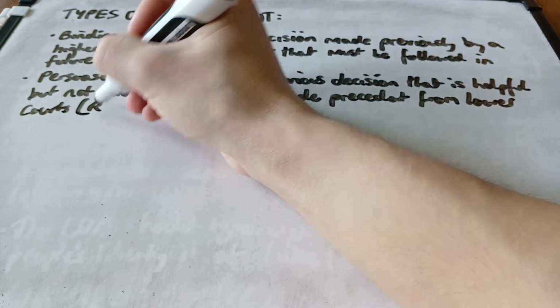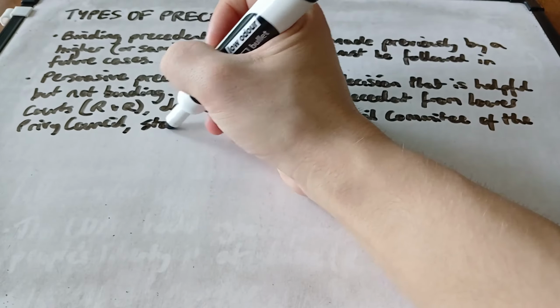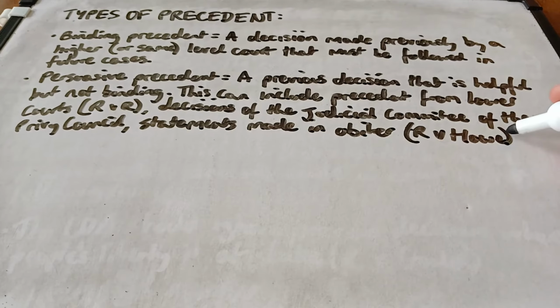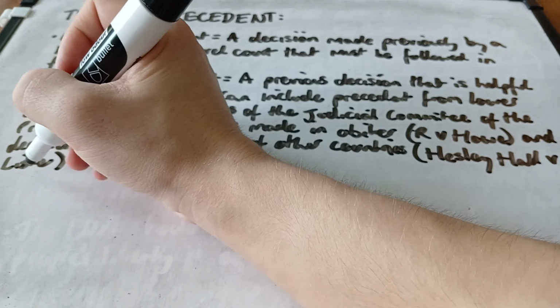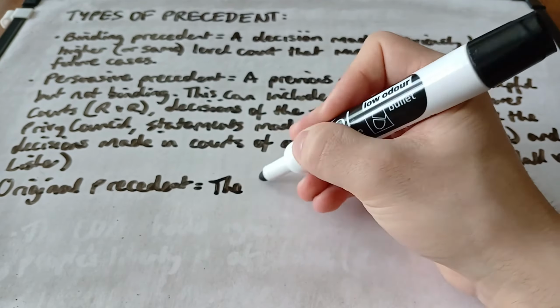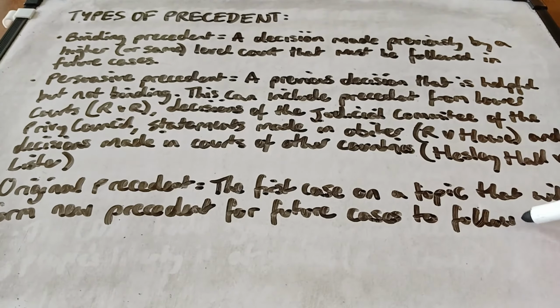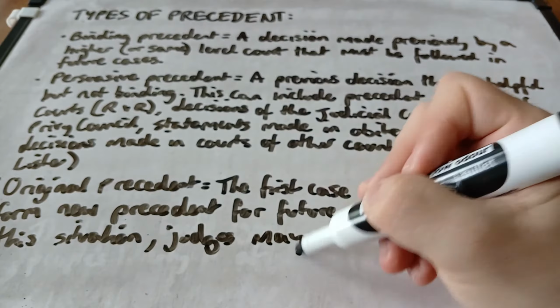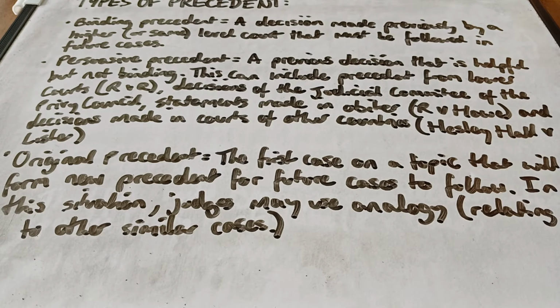This can include precedent from lower courts like R versus R, decisions of the Judicial Committee of the Privy Council, statements made in obiter like in R versus Howe, and decisions made in courts in other countries like Halsey Hall versus Lister. And then original precedent. This is the first case on a topic that will form new precedent for future cases to follow. In this situation, judges may use analogy, and this is relating to other similar cases.